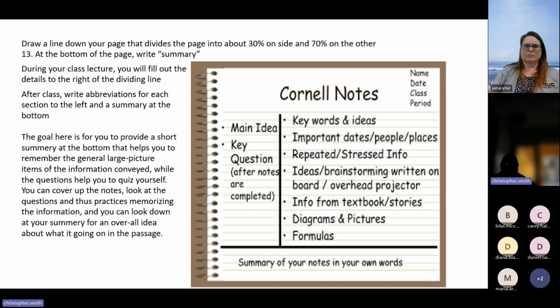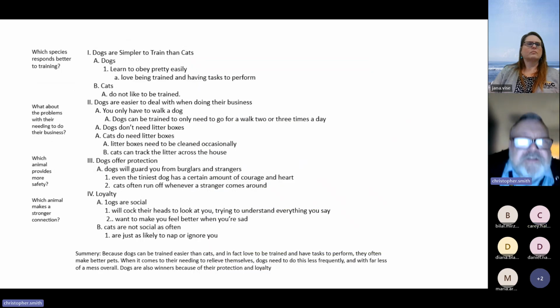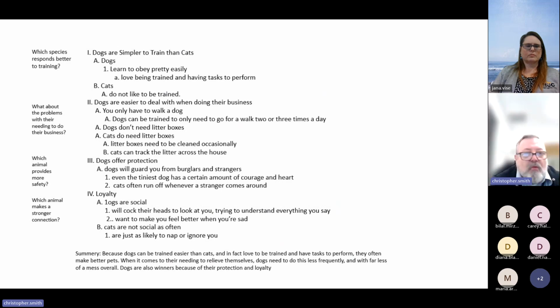Let me show you an example of that with the essay that we just looked at. The dogs are simpler to train than cats. Notice I've put in the margin there specific question tags. Which species responds better to training? What about the problems of their needing to go to the bathroom? Which animal offers more safety? Which one offers a stronger connection?